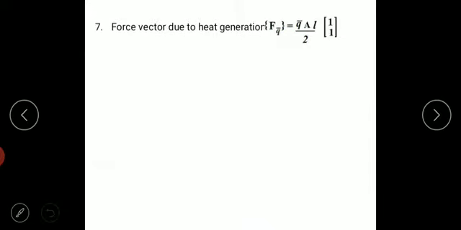One more point to remember: today we are going to discuss internal heat generation, the force vector due to heat generation. What is heat generation? An example is a tea flask. If you pour hot tea into a flask, the heat inside is not lost, it stays inside. That is what we call heat generation. This is the force vector for heat generation that we shall discuss today.